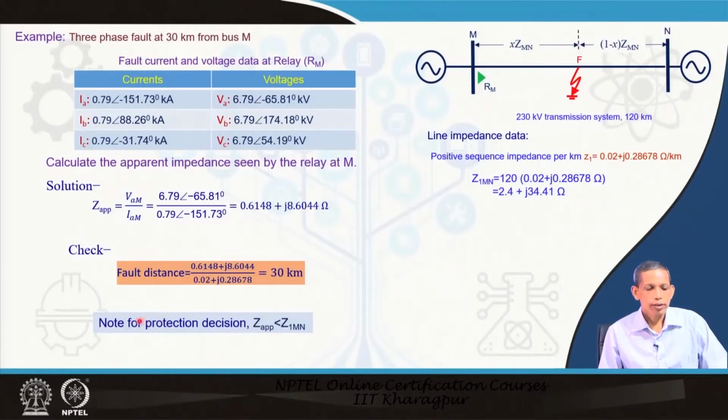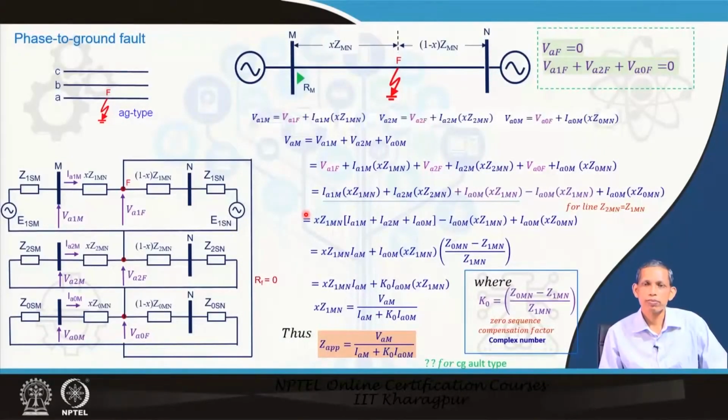Now, note that the apparent impedance seen by the relay for this fault is smaller than the positive sequence impedance of the line, Z1MN. Z1MN is 2.4 plus j 34, which is much higher than this Z apparent of 0.6 plus j 8.6 ohm. That implies the relay will go for a decision to trip. We will continue to other types of fault.